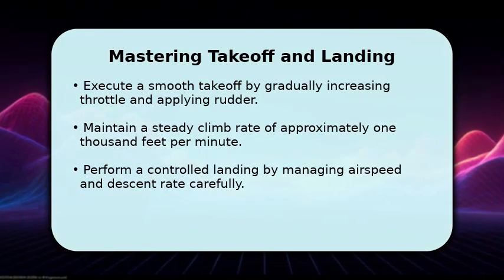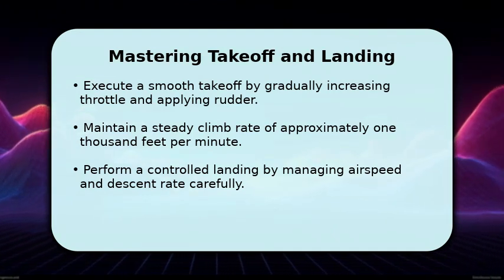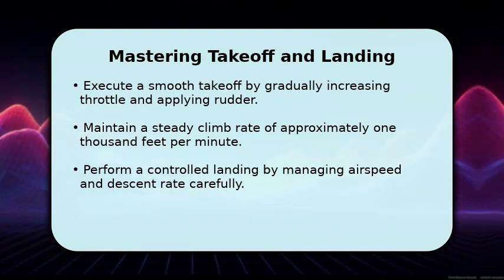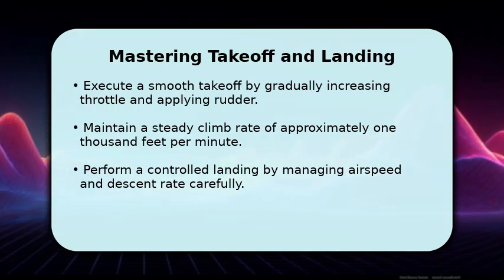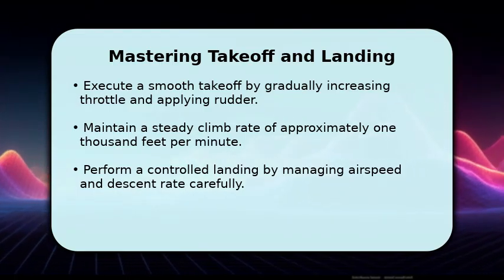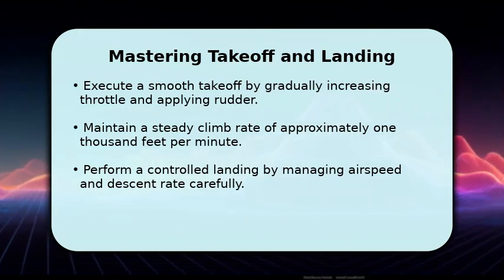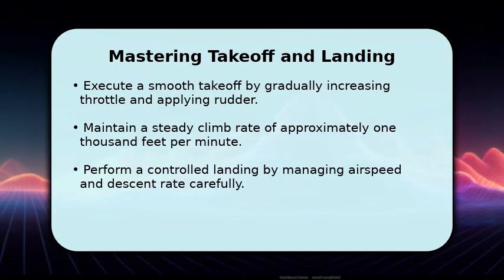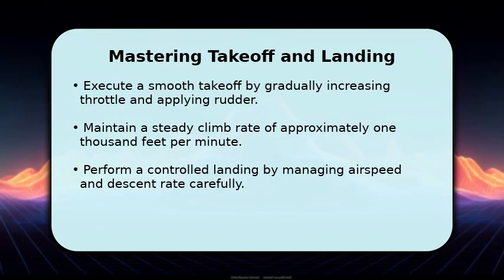Now, let's master the critical phases of takeoff and landing. For takeoff, gently increase your throttle to 100% power, using rudder to stay centered on the runway. Once airborne, maintain a steady climb rate, perhaps around 1,000 feet per minute. For landing, reduce your airspeed to about 100 knots, deploy flaps, and aim for a gentle touchdown on the main landing gear first. Practice makes perfect for these maneuvers.